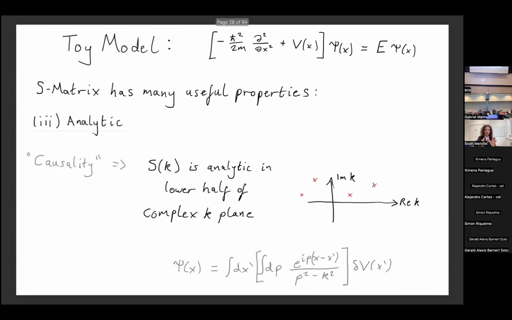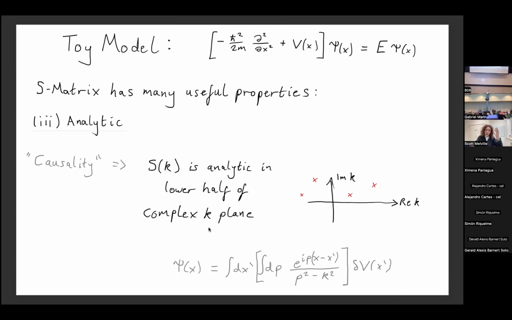Now, there's a final property which this S matrix has, which again is very useful, which is that it's an analytic function when you take the momenta here, the k that describes the plane wave. If you imagine taking this k and making it some complex number, what you find is that this S matrix is analytic. It's an analytic function in the lower half of the complex plane. Here, analytic just means that it doesn't have any singularities. So if you draw the complex plane, you'll find that this function basically is nice and smooth, and it can only blow up at points in the upper half of the complex plane.